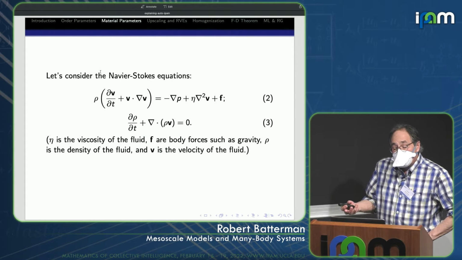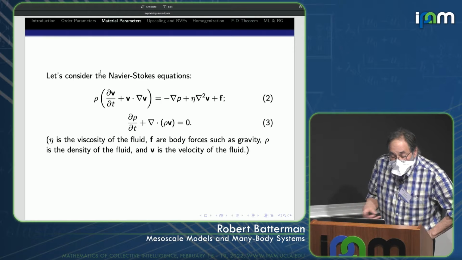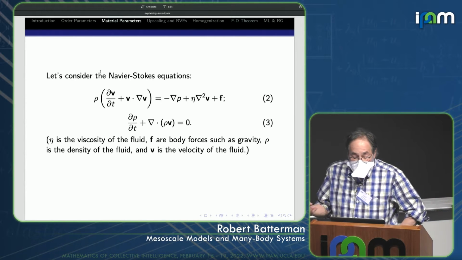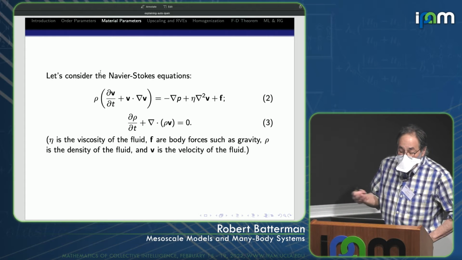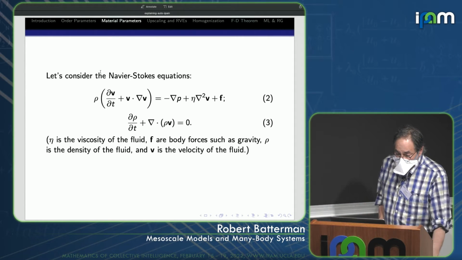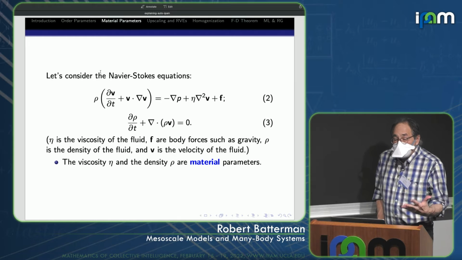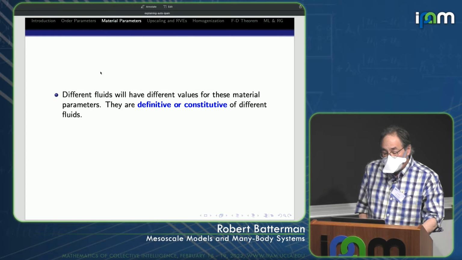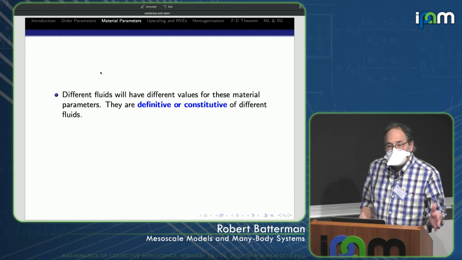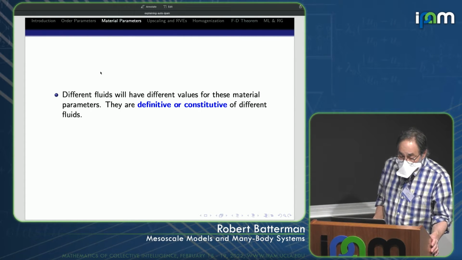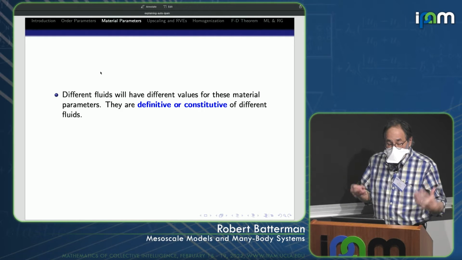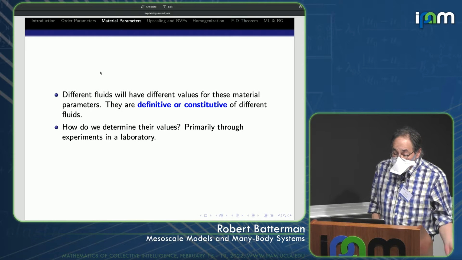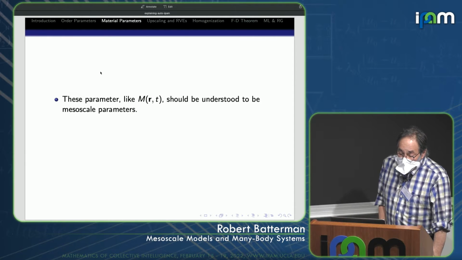So now let's think about the Navier-Stokes equations. In these equations, eta is the viscosity of the fluid, F are the body forces, like gravity, rho is the density, and V is the velocity. The viscosity and the density are material parameters. Different fluids are going to have different values for those material parameters. They're definitive or constitutive of different fluids, right? They provide the material specificity. How do we determine their values? Well, primarily through experiments in a laboratory.